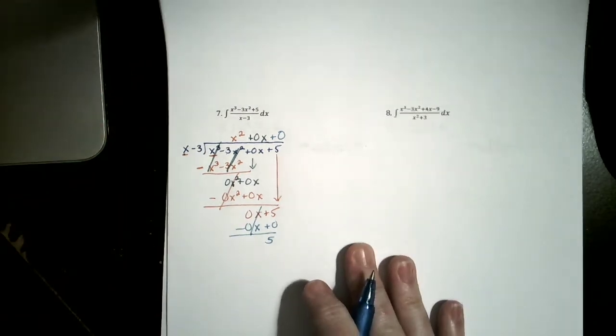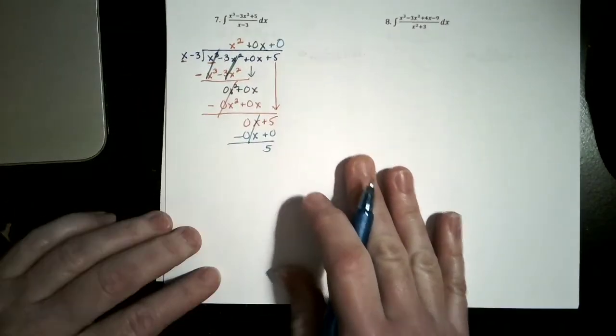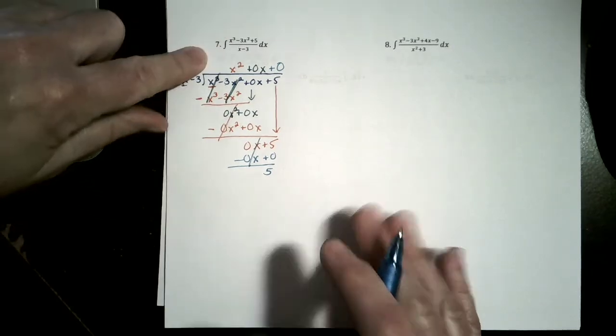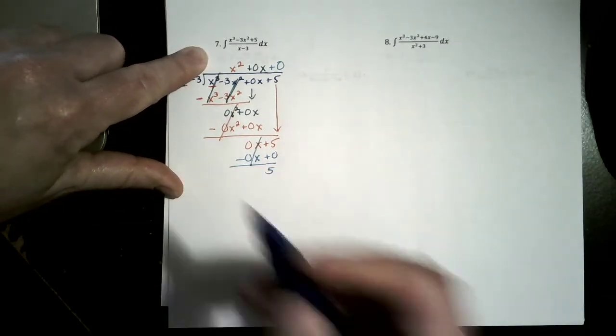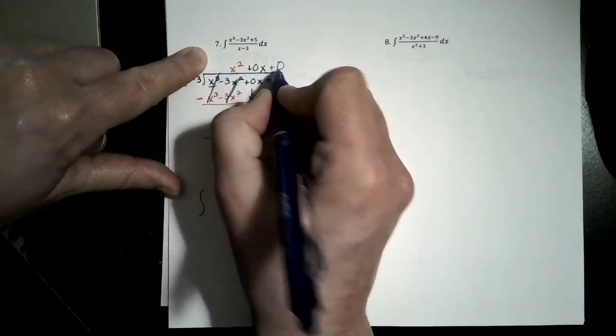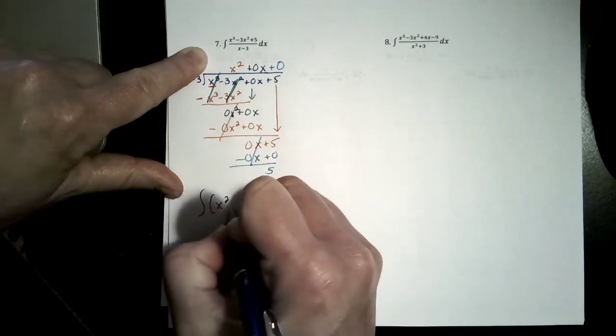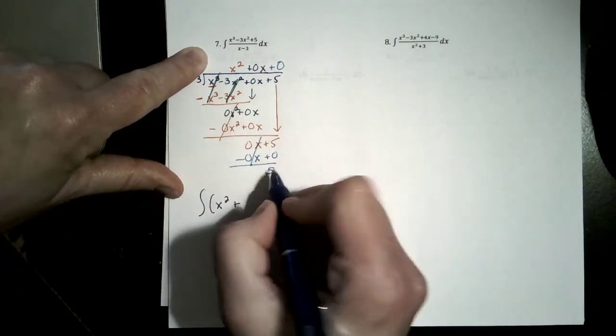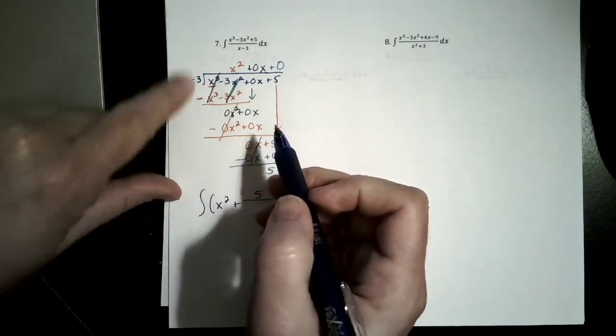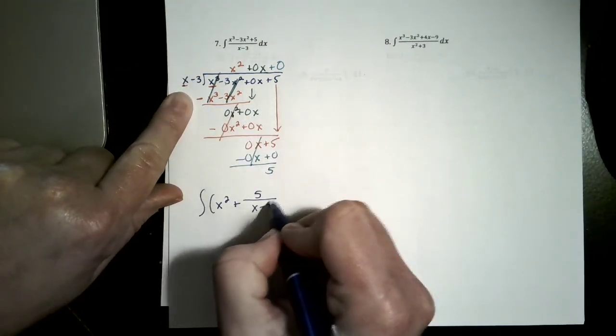I have some room down here. Instead of cramming it over here, I'm going to come down here. So this integral can be rewritten. I'm going to go to a darker color here. Our answer, which is just simply x squared, plus our remainder, 5, divided by our divisor, x minus 3.